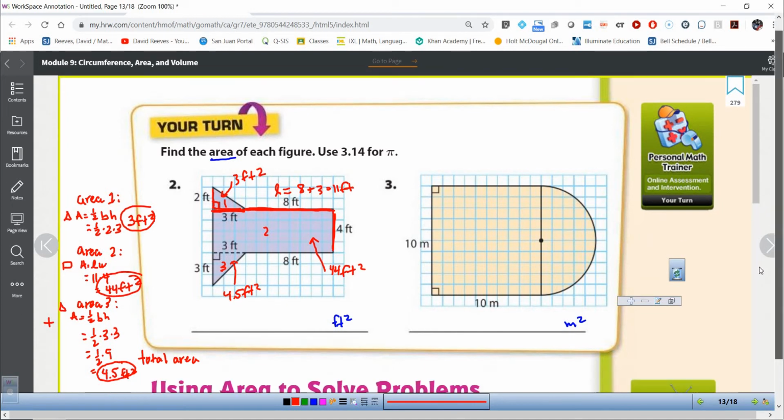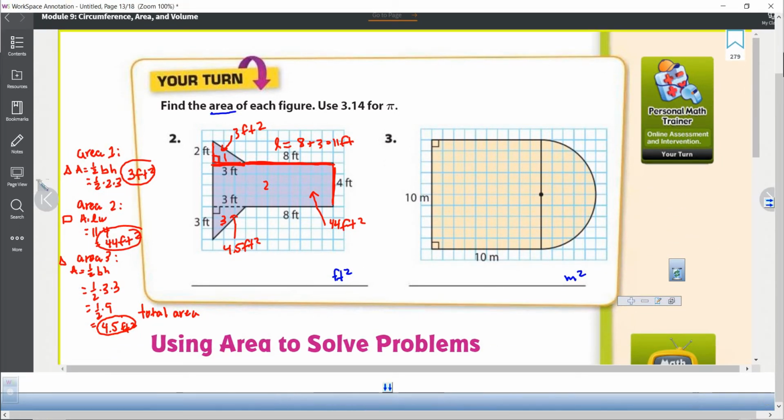All right, but we are looking for the area of the composite figure, which is all of those things put together, right? We're going to add those together. What are we adding together? We're adding the area of the top triangle, which was 3, the area of the bottom triangle, which was 4.5, to the area of the rectangle, which was 44. This is taking way too long to color this. All right, but you get the idea. We're putting those areas together.